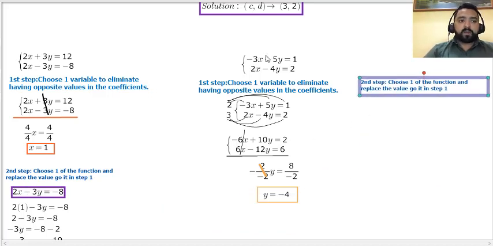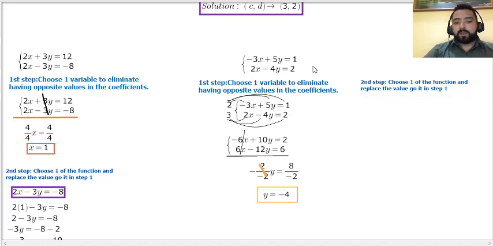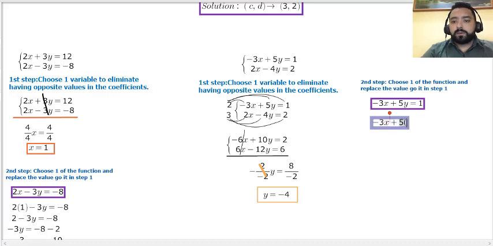Then in the second step, remember, you have to replace this value in equation 1. So I'm gonna choose one of these, I'm gonna use the first one. So it's gonna be -3x plus 5y equals 1. And we need to replace the value for y in this equation. So how are we going to do this? We're going to do it like that. It's gonna be -3x plus 5 times y. What is the value for y? Here we have -4, equals 1.